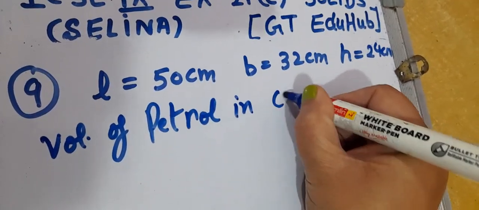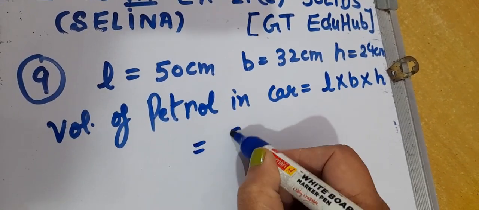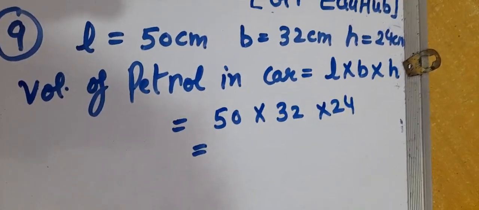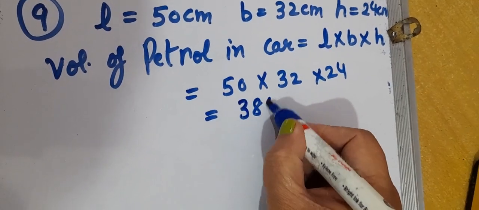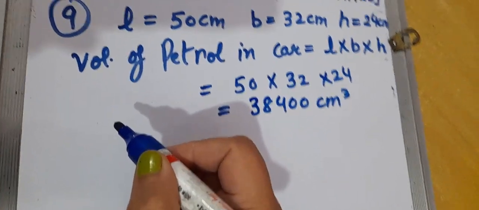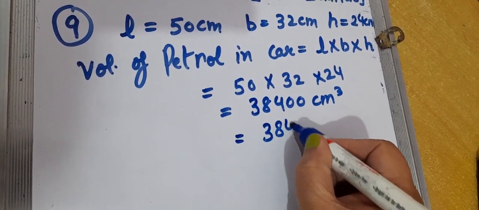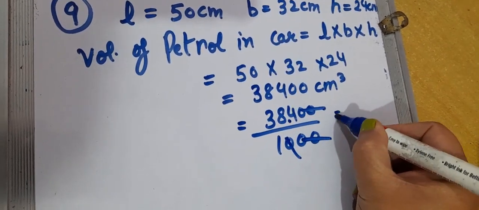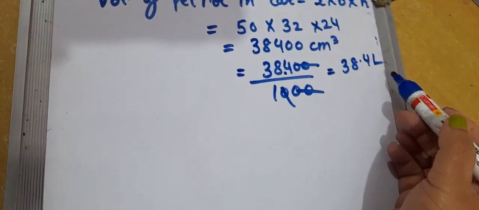Volume of petrol in car will be L into B into H, because the petrol tank is cuboidal in shape. So 50 into 32 into 24, make calculations. You get 38400 centimeter cube, and we are given average consumption in liters. Just see in the question it is given 15 kilometer per liter, so convert it into liters by dividing by 1000. 2 zeros cancel and here we will put the decimal, you get 38.4 liters. So the petrol in the car is 38.4 liter.